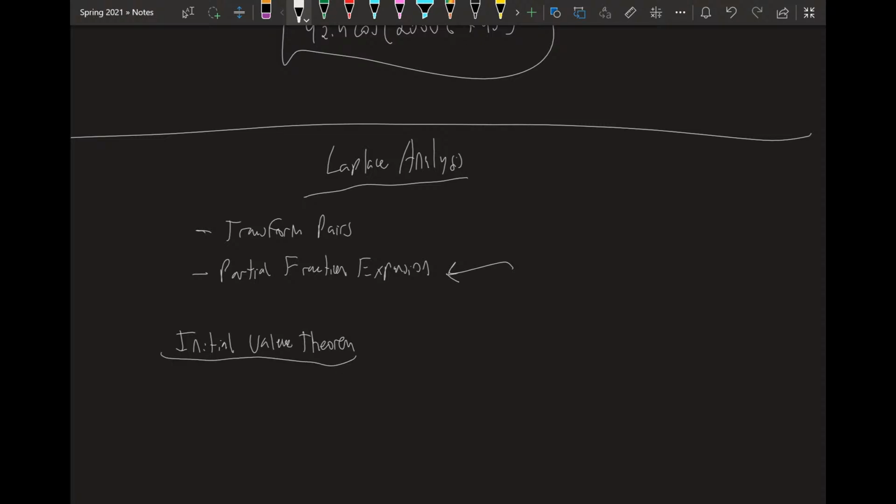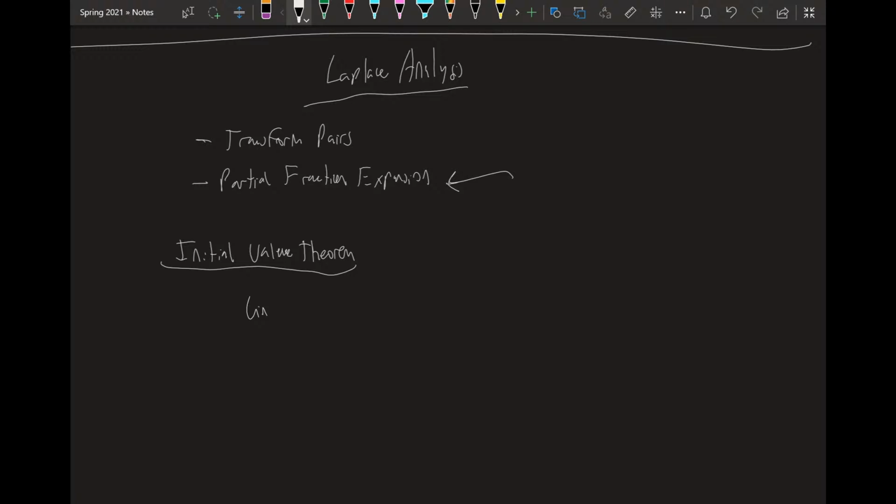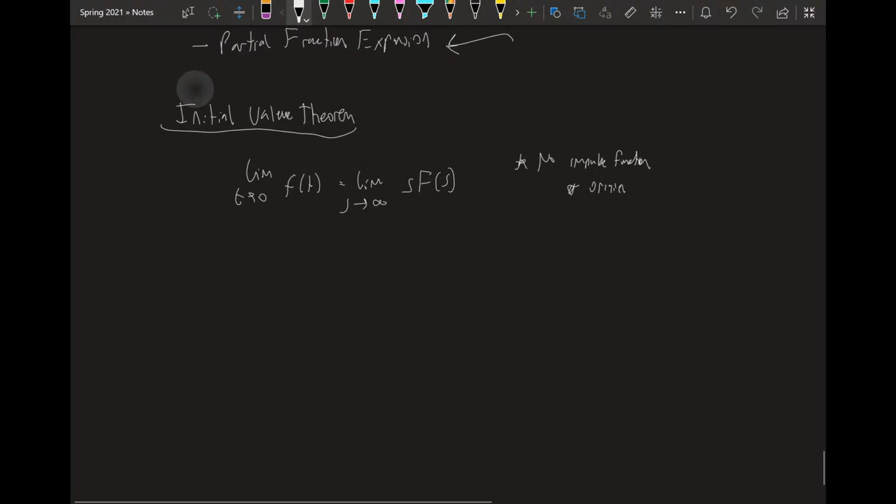Initial value theorem, where the limit as t approaches 0 of f(t) equals the limit as s, our variable in the Laplace domain, approaches infinity of s F(s), is only valid if there is no impulse function at the origin, which I guess could happen in this class, so you have to watch out for that.